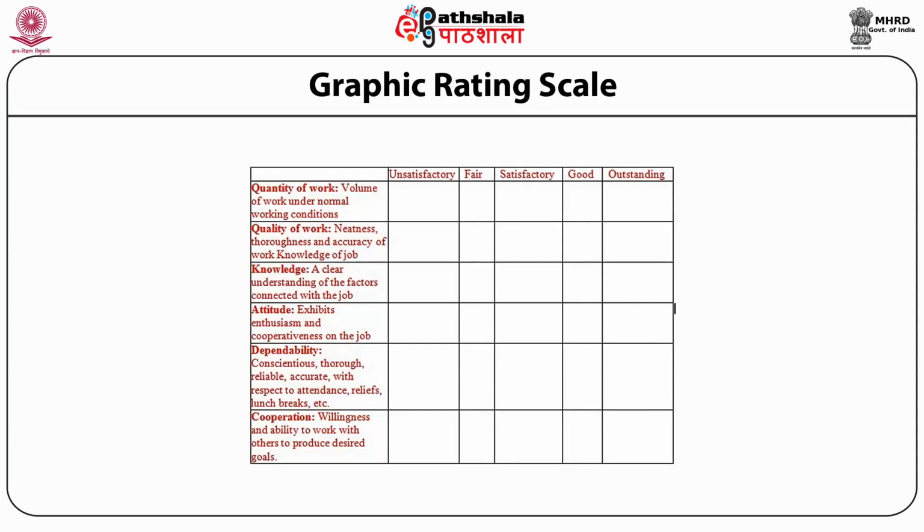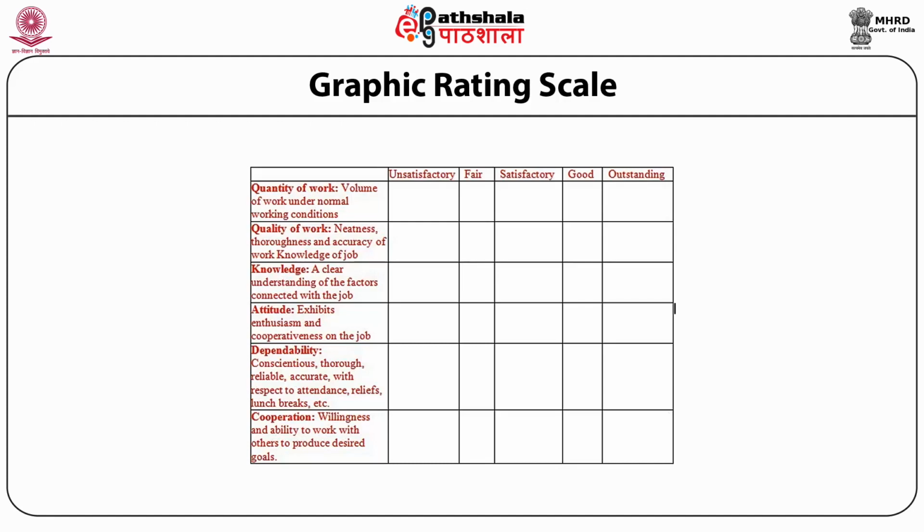First, we can see the quantity of work, that is, the volume of work under normal working conditions. Then we can give ratings in unsatisfactory or fair or satisfactory or good or outstanding, as you all can see. Next is the quality of work, neatness, thoroughness, and accuracy of work, knowledge of job. For this, we can rate the particular employee. Third is the knowledge, that how much knowledge he is having, how much he is aware. A clear understanding of the factors connected with the job. Again, for this, you can rate them on the 5 point scale.